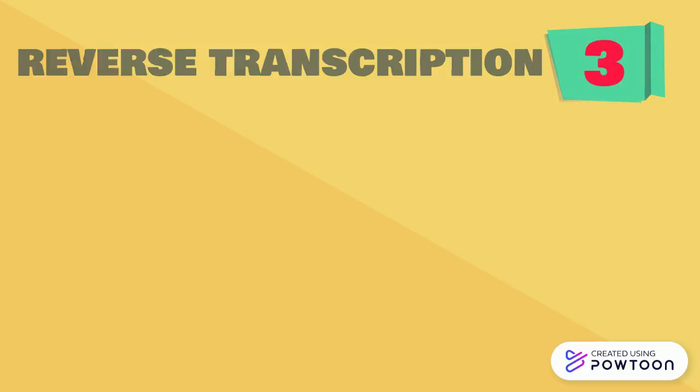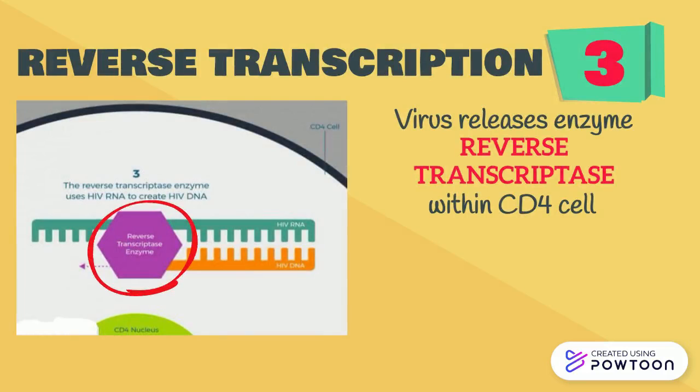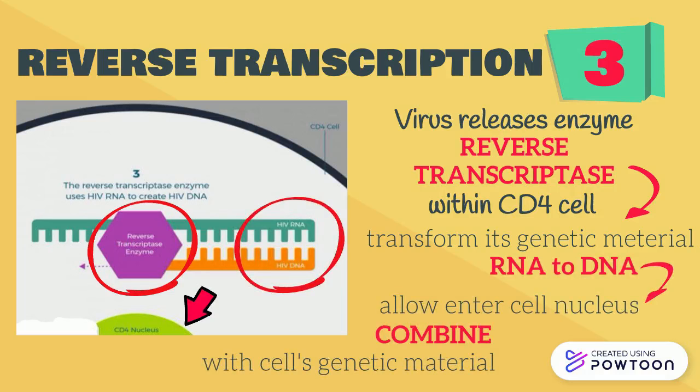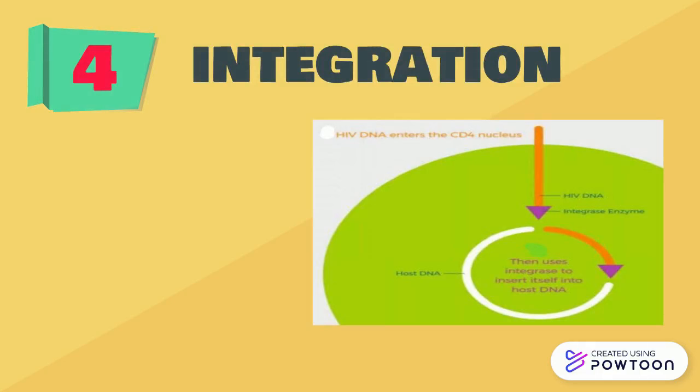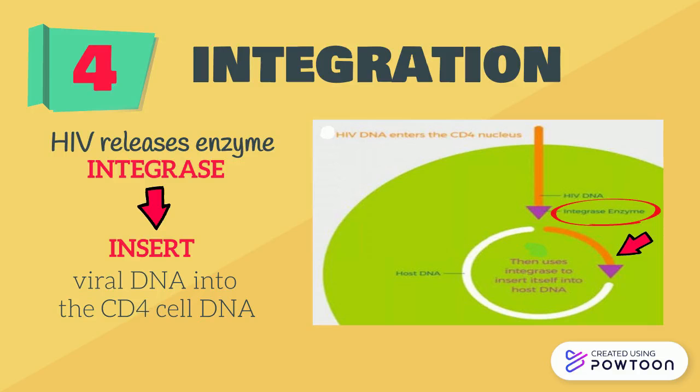3. Reverse transcription. The virus releases an enzyme called reverse transcriptase within the CD4 cell and utilizes it to transform its genetic material from RNA to DNA. The conversion of RNA to DNA allows HIV to enter the cell's nucleus and combine with its genetic material. 4. Integration. Inside the CD4 cell's nucleus, HIV releases an enzyme, which is integrase, and uses it to insert its viral DNA into the CD4 cell DNA.